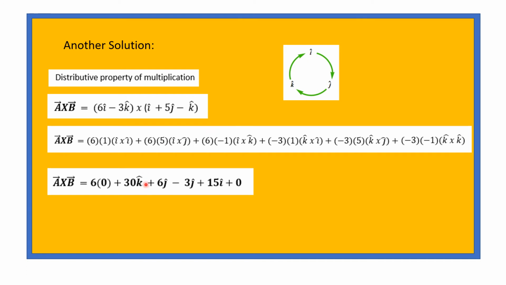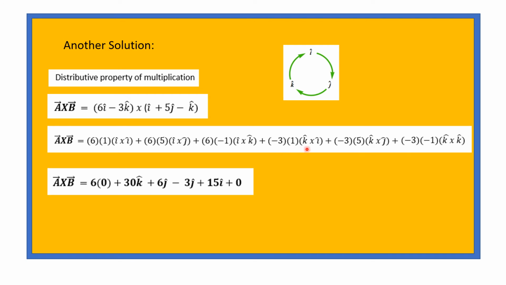So therefore, we have now 6 times 5 is 30, and we have i hat cross j hat, so we go clockwise, so we have k hat. So we have 30 k hat. And plus, we have 6 times negative 1, which is negative 6. Then we have i hat cross k hat. We cannot go clockwise because the next vector is j, so we need to go counterclockwise. So i hat cross k hat is minus j hat. So we have negative 6 times negative j, which gives positive 6 j hat. Then plus negative 3 times 1 is equal to negative 3.